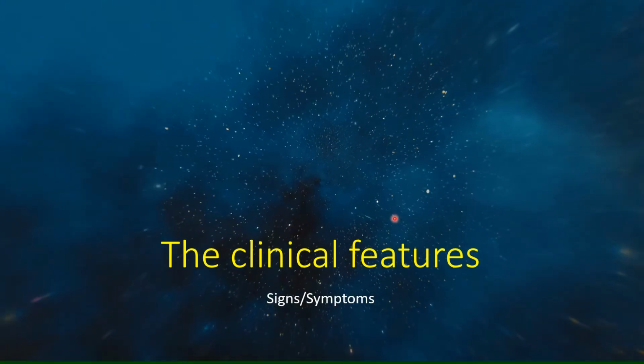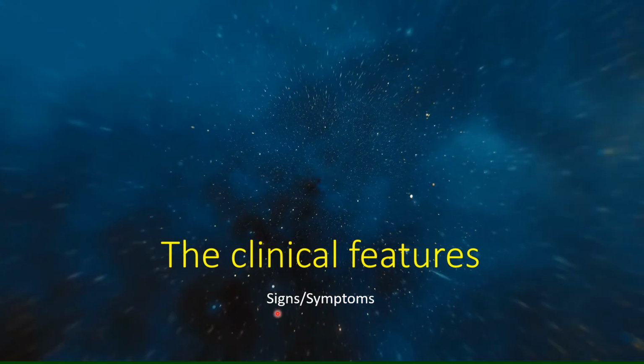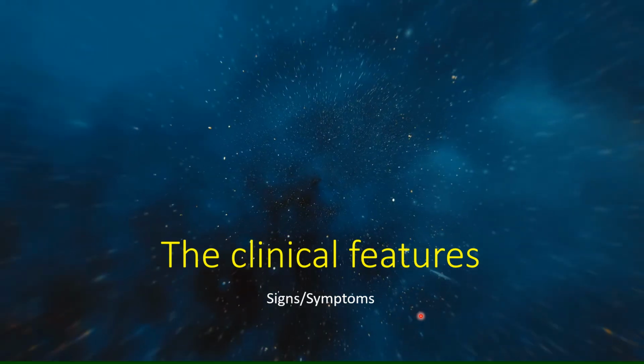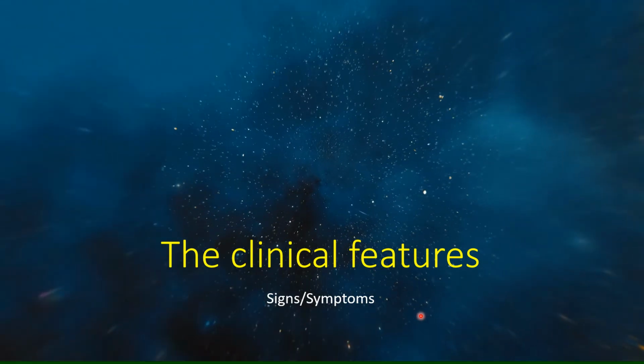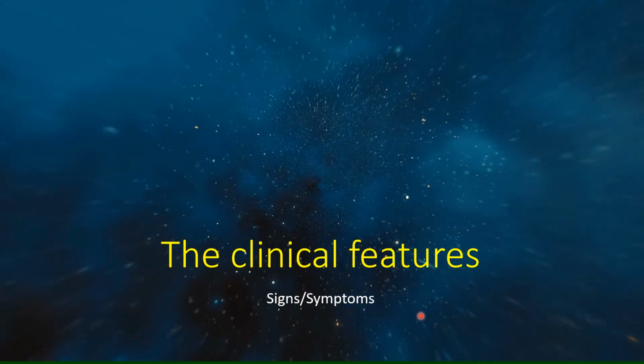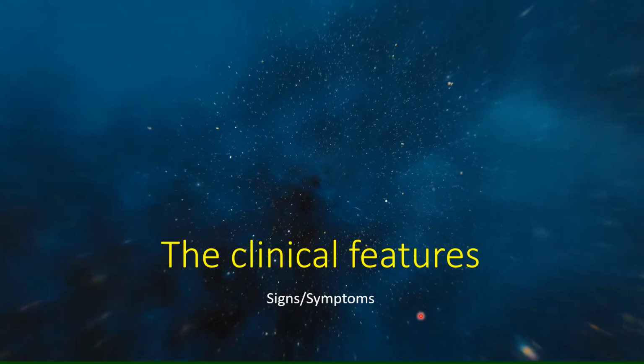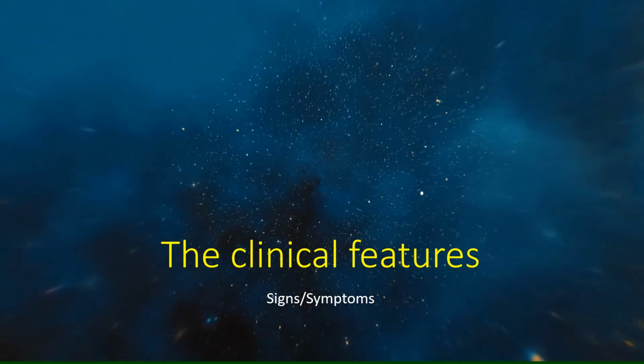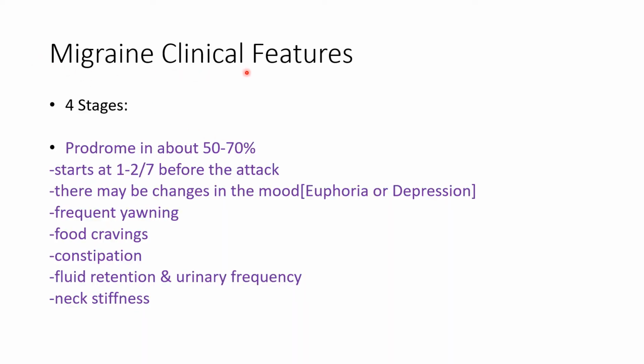Now, the clinical features, meaning the signs and symptoms of migraine. Now, we want to go into what you are going to tell the physician or what the physicians and nurses will pick on their own physical examinations. Then, migraine clinical features. There are 4 stages here when it comes to migraine. The prodrome is going to occur in about 50 to 70% of affected individuals.